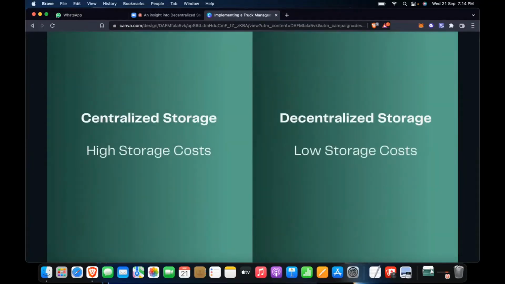So centralized storage has a very high cost. We have seen Google server storage. Those are large rooms with large computational power and servers being set up. On the other hand, decentralized storage is a low cost affair because there are different computer networks being connected together. And we don't need to set up those large server rooms.